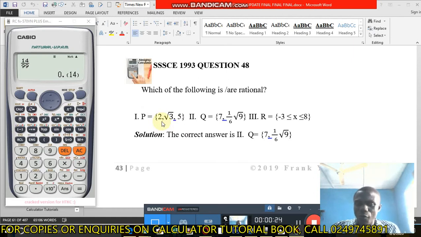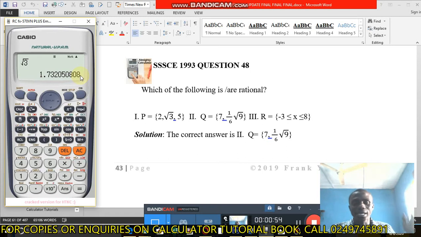2. 2 is a rational number because it can be expressed in the form of what? A fraction. For example, 4 over 2 is 2. 8 over 4 is 2. They are all rational numbers. Good. Now, root 3. When we put root 3 on our calculator and we press equal to, press SD to know the decimal corresponding values.